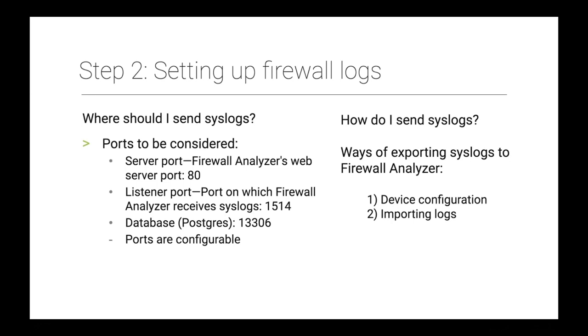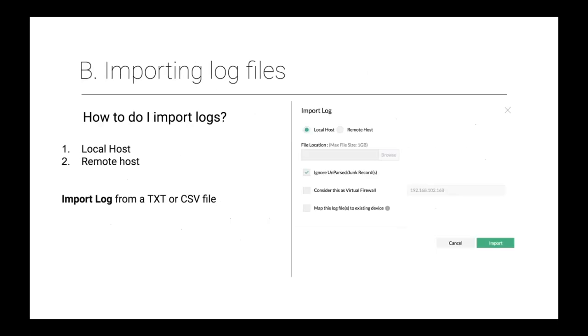There are two ways to export syslogs to Firewall Analyzer. As mentioned before, the first way is to configure the firewall device to forward syslogs to the port 1514. The second way is to import log files. This is shown in detail in the next slide. In order to import logs, you can import the logs from a local host or a remote host. Let me show you how this is done in the product UI.